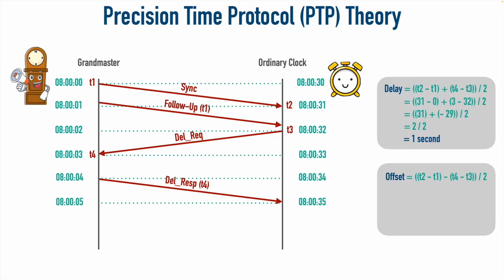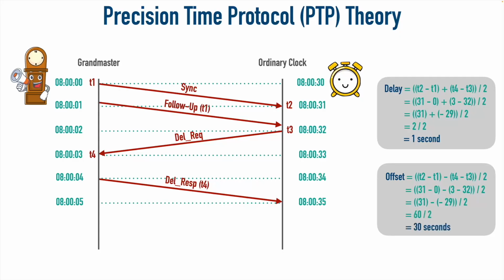Now, let's calculate the offset. This is the amount by which the ordinary clock needs to adjust itself. Here, we're still calculating T2 minus T1, 31 minus 0, and we're still calculating T4 minus T3, 3 minus 32. But this time, instead of adding those quantities, we're going to say 31 minus negative 29. 31 minus negative 29 is the same thing as saying 31 plus 29, which is 60. What is 60 divided by 2? That's going to be 30 seconds.